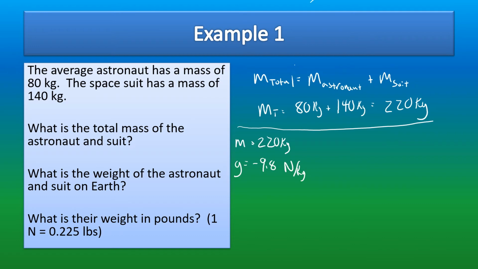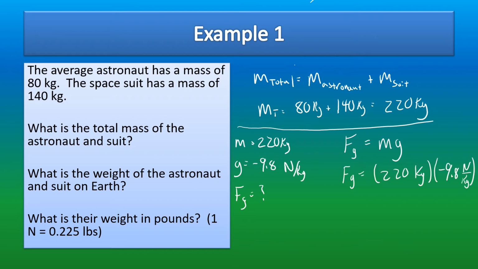All right, and then the weight is the force due to gravity. So Fg is equal to mg. F sub g is equal to the mass times the gravitational field strength. So Fg is equal to 220 kilograms times negative 9.8 newtons per kilogram. And we can already see that if we do some unit analysis, the kilograms are going to cancel out, leaving just newtons, which is the unit for the force due to gravity.